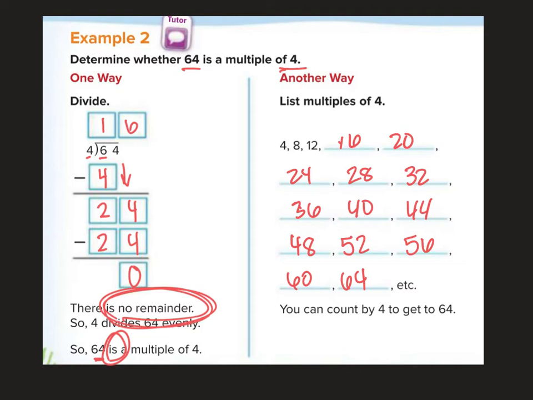But please remember, this way too, it's very easy to make a mistake or forget a multiple. This way is just matter of fact. We get no remainders. Yes, it's a multiple. Right? So I feel like there's more room for error in the list way. I know it might be your most comfortable way, but this is really a more accurate way of doing it.